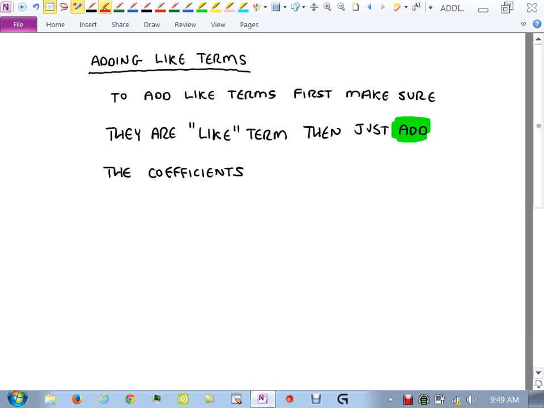So let's do an example underneath this. Okay, add these two together. 5x squared plus 3x squared. So you first have to realize that each one of these by themselves is a term, right? 5x squared is a term. 3x squared is a term. We are going to add the two terms together if they are like.